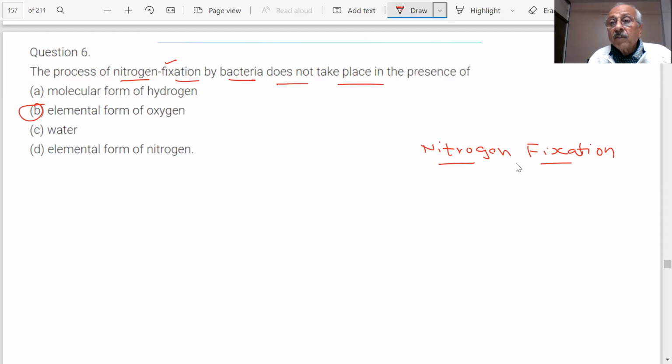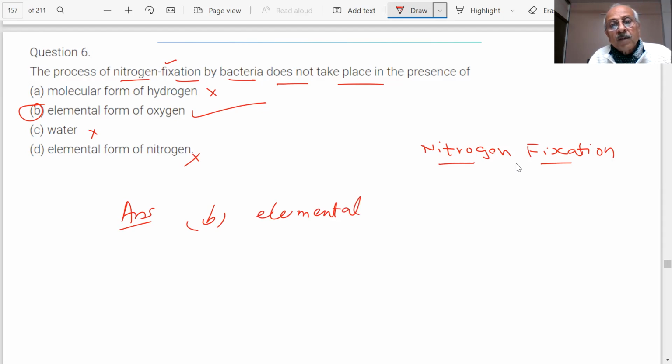This is something unexpected, which we are not familiar with. Oxygen, we believe, gives life to the organism. But this is a nitrogen fixing bacteria that does not need oxygen and will die if oxygen is present. So that is the elemental form of oxygen. That is the correct answer. This is a very important question because here something different you are experiencing. The answer is B, student.